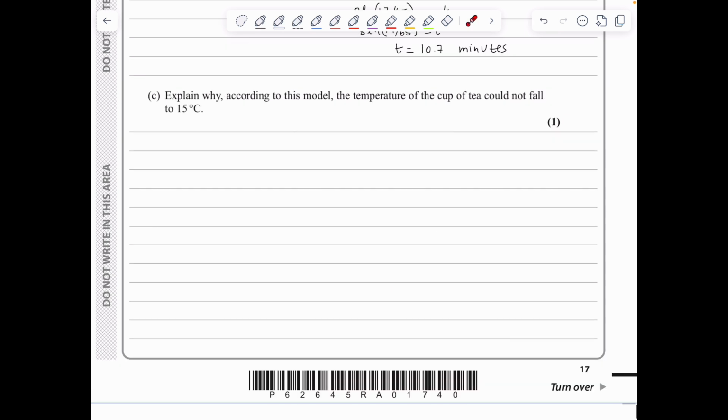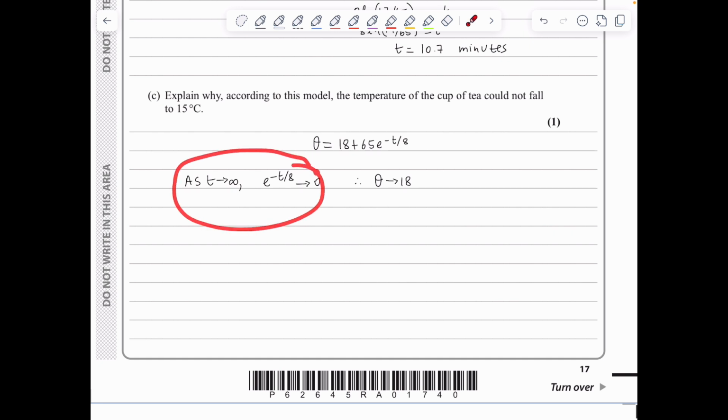In C, we need to explain why, according to this model, the temperature of the cup of tea cannot fall to 15 degrees Celsius. Well, this is the equation of the model. We know that as t grows larger and larger, so as t tends to infinity, the exponential term will go to 0 because the exponent is negative. So we've got e to the minus t over 8 tending to 0, and therefore we can see that theta tends to 18. We cannot see the limit of e to the minus t over 8 as t goes to infinity. We cannot follow this process here.